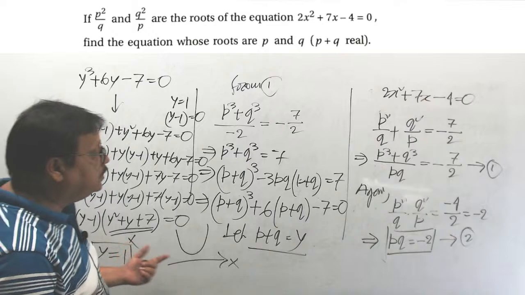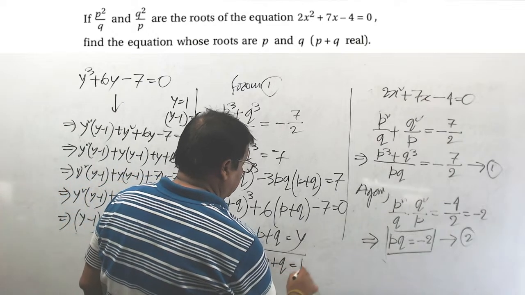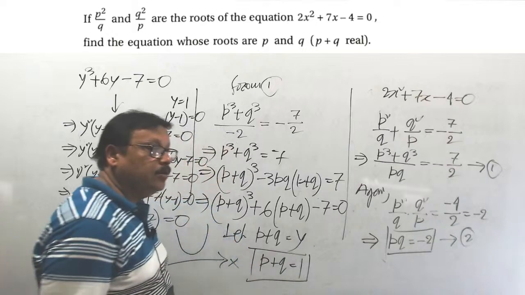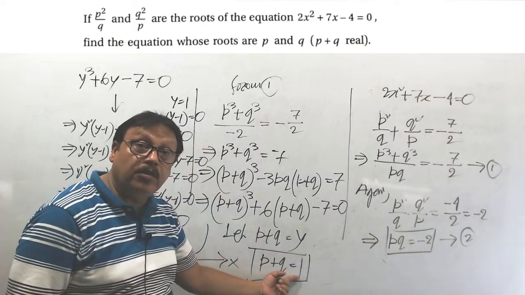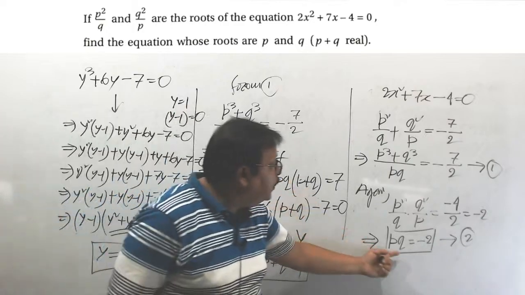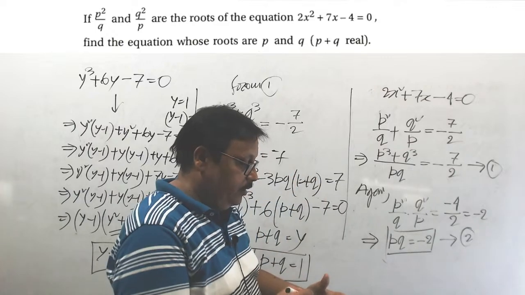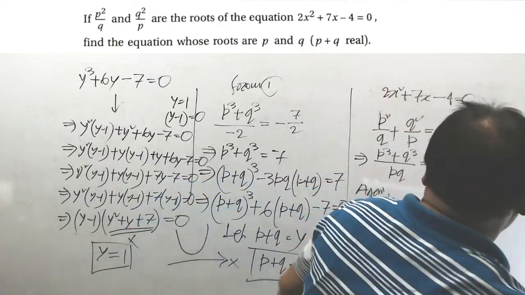y is equal to 1 means p plus q equal to 1. Understood? p plus q is equal to 1. That is, the sum of the roots you got is 1. The product of the roots pq is equal to minus 1. What will be the equation? Writing. What will be the equation?